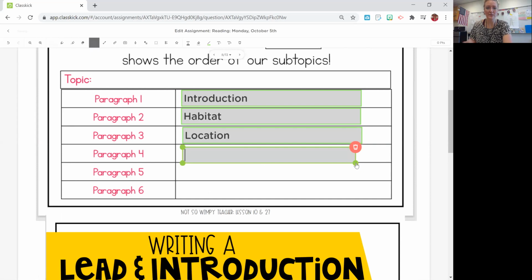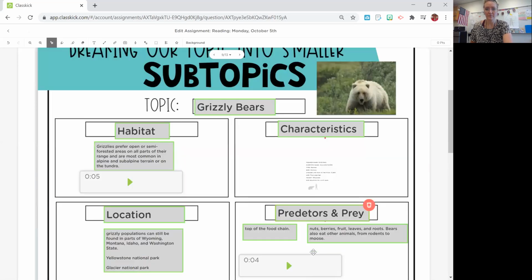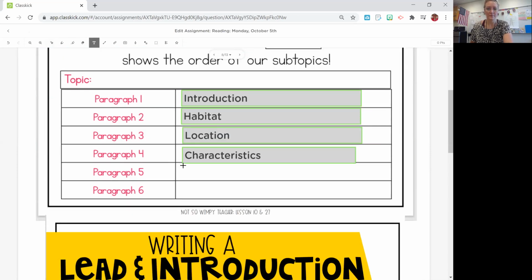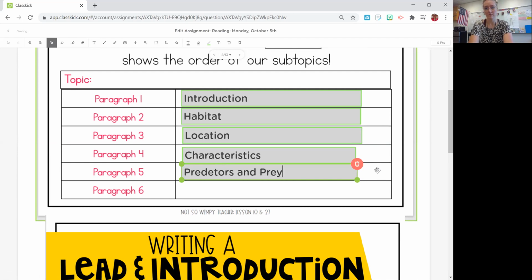If you need to pause so you can write these down, you can pause. And our fifth one is going to be about predators and prey. We actually will have a 6th paragraph because we want to have a conclusion. Our 6th one will be our conclusion.